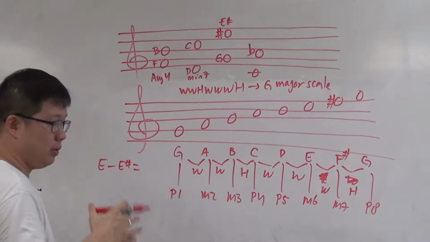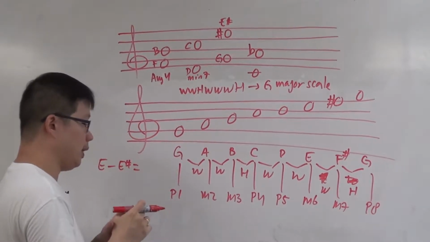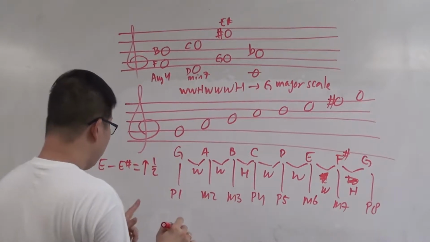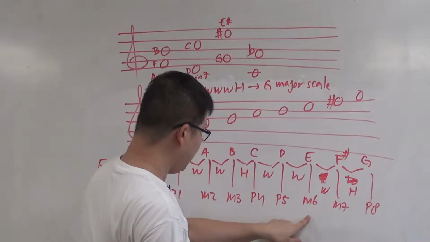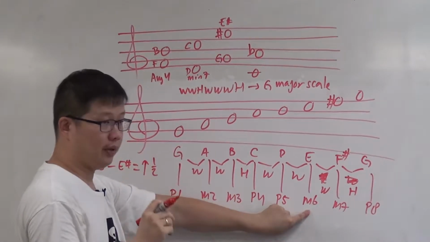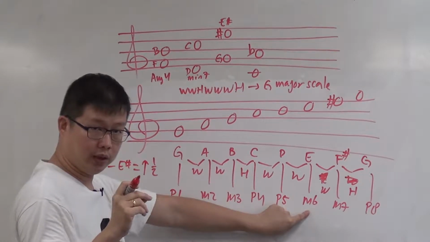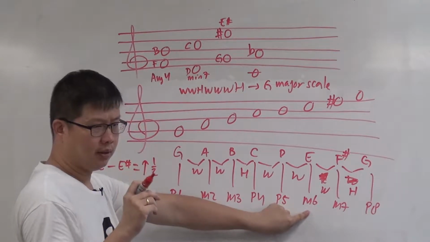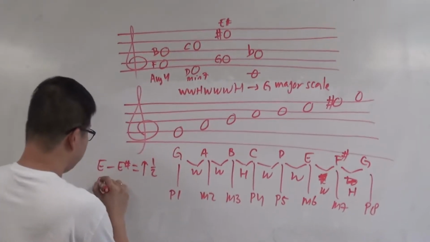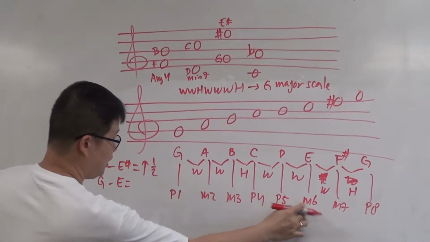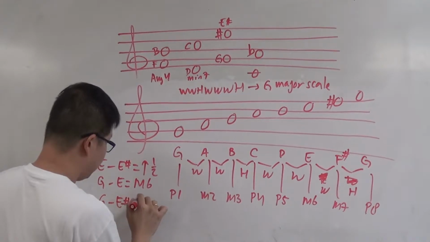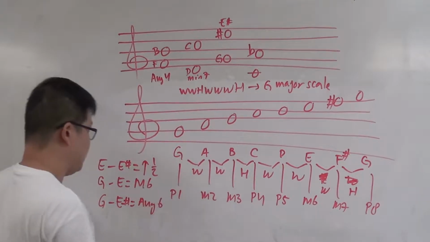Now, E to E sharp, is it increased or decreased by a semitone? It's increased by a semitone, okay? Now, we know G to E is major 6. Now, the rules say, if a major interval increases by a semitone, it becomes augmented. Very good. So, instead of having it as G to E is a major 6, G to E sharp is augmented 6.